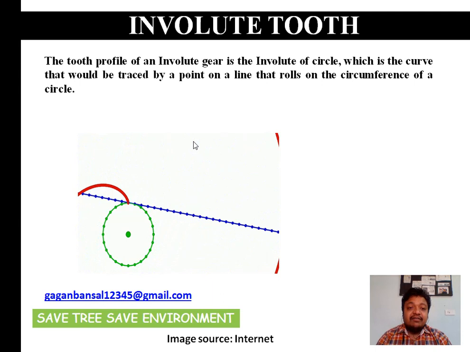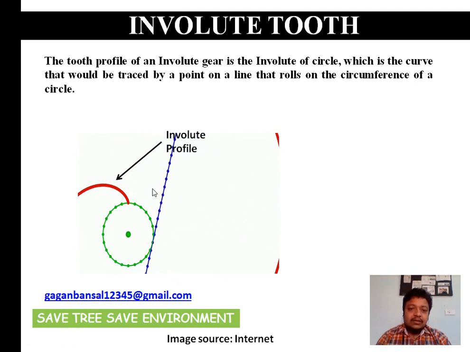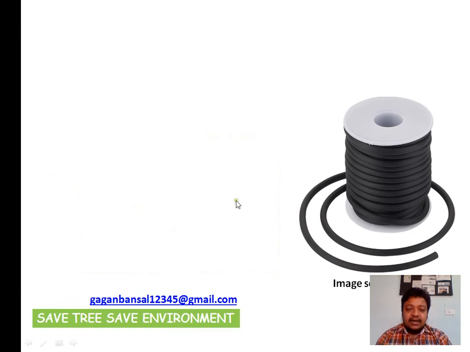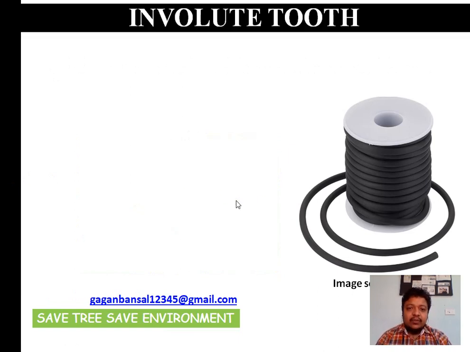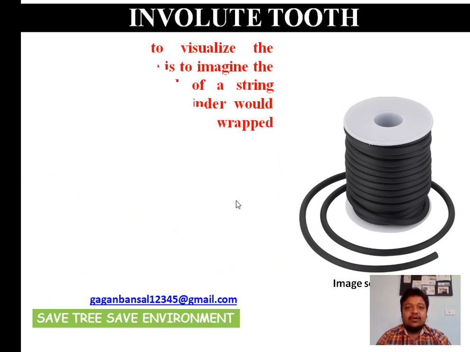So there are different ways of generating the involute. One of the methods is this one: when a line rolls over the circumference, the point traces the path, that is the involute path. As you can see in this figure, this is the involute profile. There are many other ways of identifying involute tooth profile.